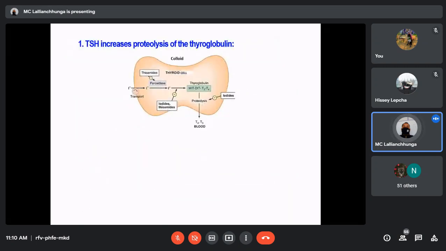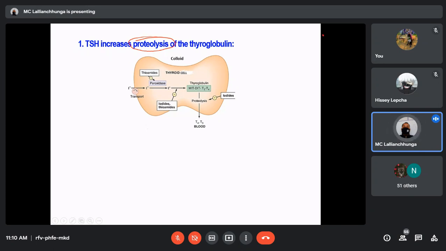Point number one: TSH increases the proteolysis of the thyroglobulin, or we can say the breakdown of T3 and T4 from the thyroglobulin. You already know how thyroid hormones T3 and T4 are synthesized inside the thyroglobulin, which we have already discussed.